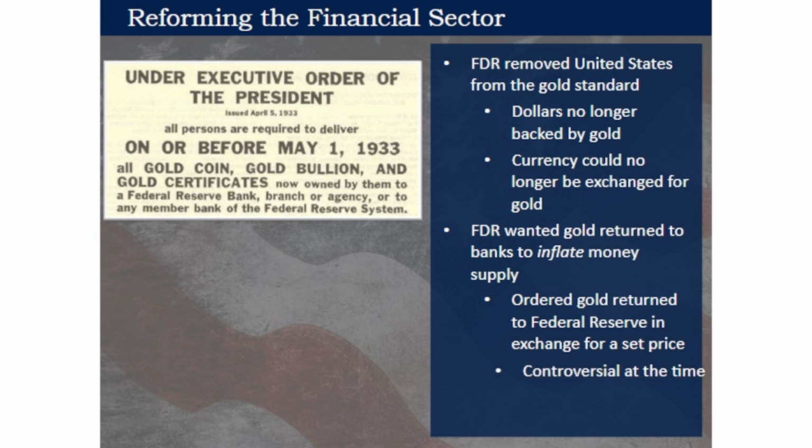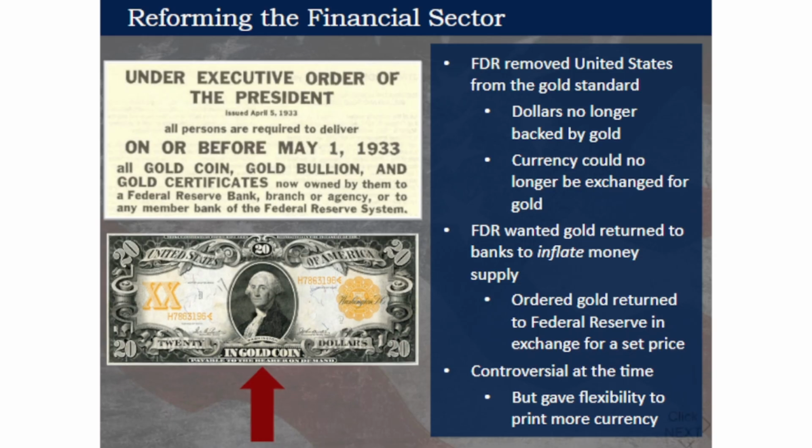Abandoning the gold standard was somewhat controversial at the time, but it was an action many economists had recommended and many Americans had wanted for a long time. Roosevelt's action would give the Federal Reserve the flexibility to print more currency throughout the 1930s.